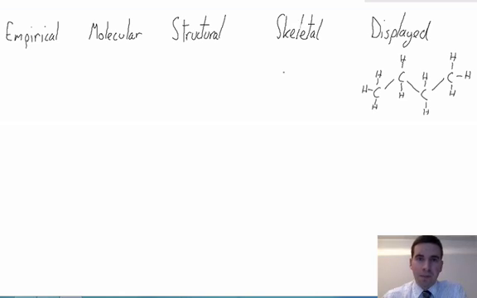Now, skeletal formulae are normally used with organic molecules. Now, you can have very large organic molecules, and thus drawing the displayed formulae for these molecules would be unnecessary and could also complicate the point you're trying to make. So skeletal formulae show the basic skeleton of the molecule. Now each endpoint or corner point represents a carbon atom.